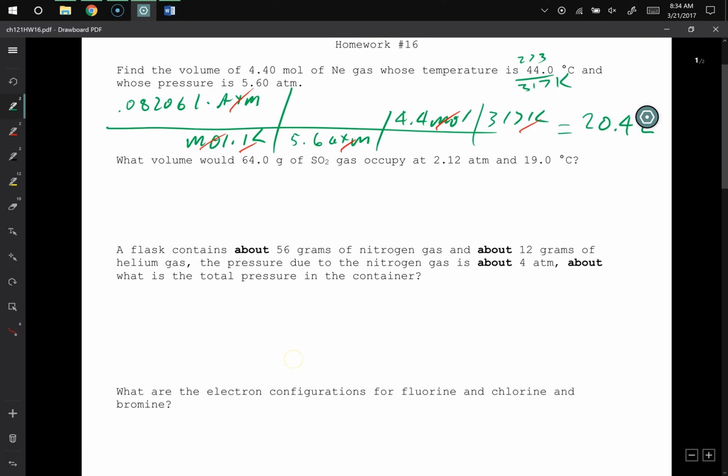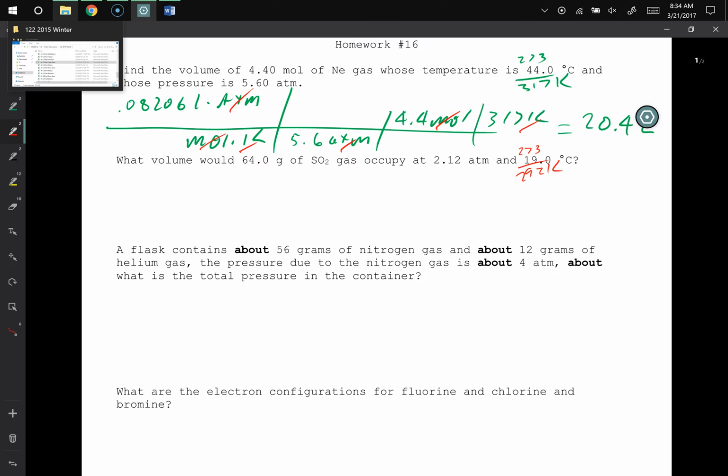What would the volume be for this sulfur dioxide gas? All right, so first off, let's do 273, 292, and probably 15.9994 times 2 plus 32 point, what is it? What's sulfur's molar mass? Who's got a periodic table?